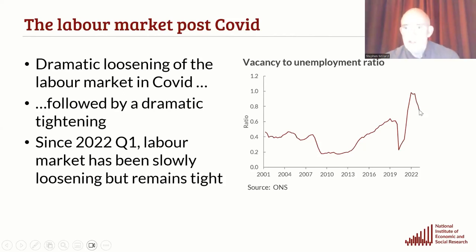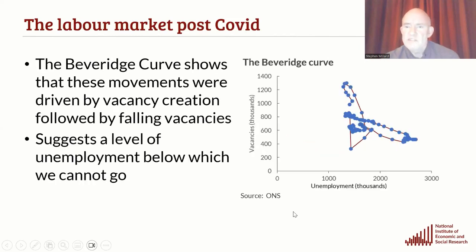Okay, since 2022, the labor market has been loosening, but it remains tight. I mean, this is the vacancy unemployment ratio in the final quarter of last year. It's still well above any point it's been, at least since the change in the vacancy data in 2001. We can see that in the Beveridge curve. So remember, this was where we were pre-COVID. We then saw a massive drop-off in vacancy posting. We saw a little bit of a rise in unemployment in COVID.